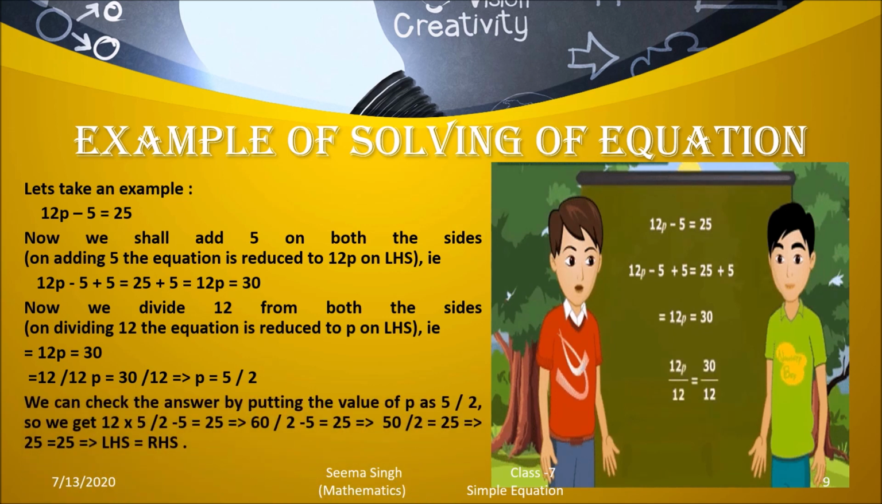Now we can check whether the value of p as 5 by 2 is correct or not. So let's check: 12 into 5 by 2 minus 5 equals 25. On putting the value of p as 5 by 2, we get 60 divided by 2 minus 5 equals 25, which is 50 by 2 equals 25. Now on both sides we get 25. So we see that the left hand side is equal to the right hand side, so the value of p is correct. This is the way we solve any given equation.